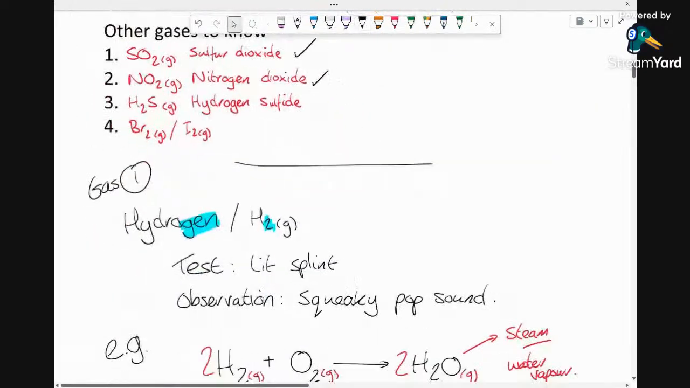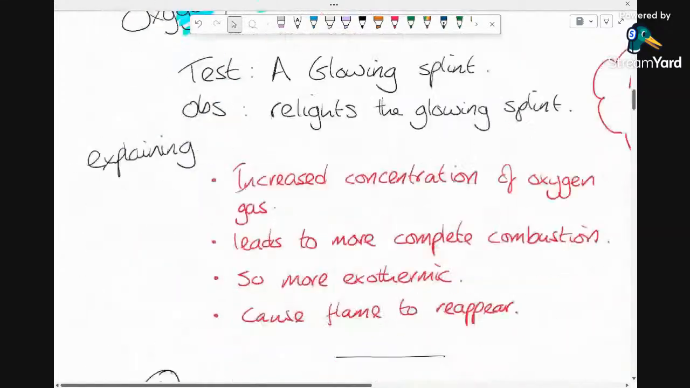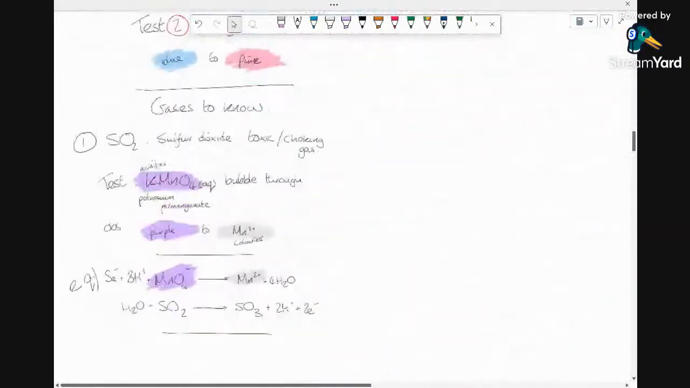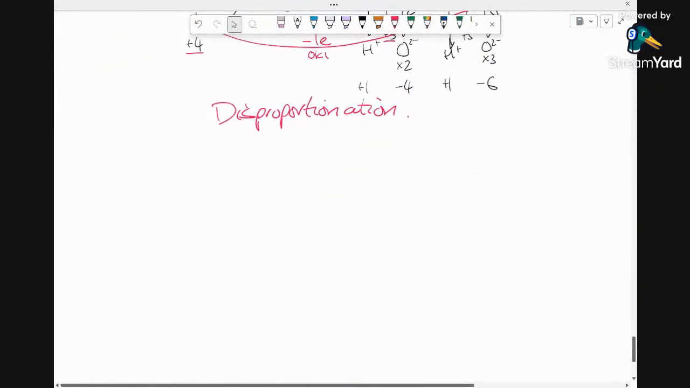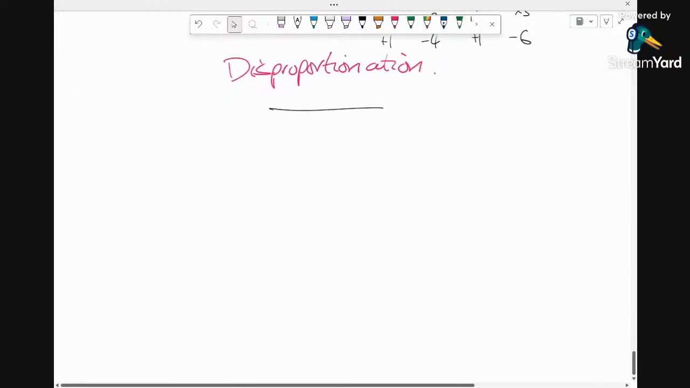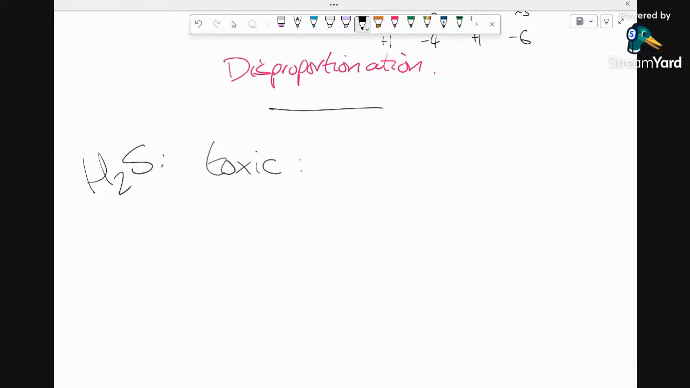Okay, next one, H2S. We're nearly done, folks. Last 2 gases, we're nearly finished. We're doing really well. Underline. Very little to know about this, folks. H2S is a toxic gas, and this is the important bit, with a bad egg smell.